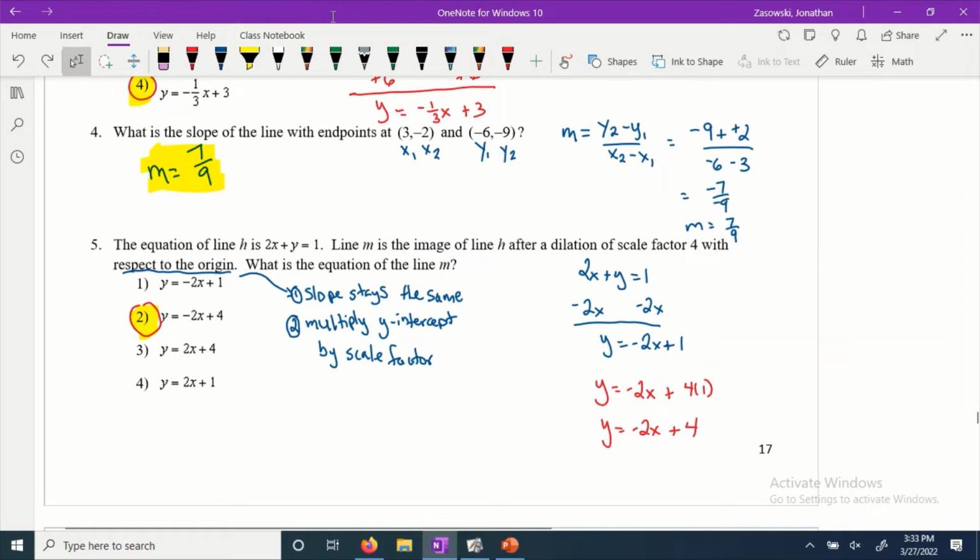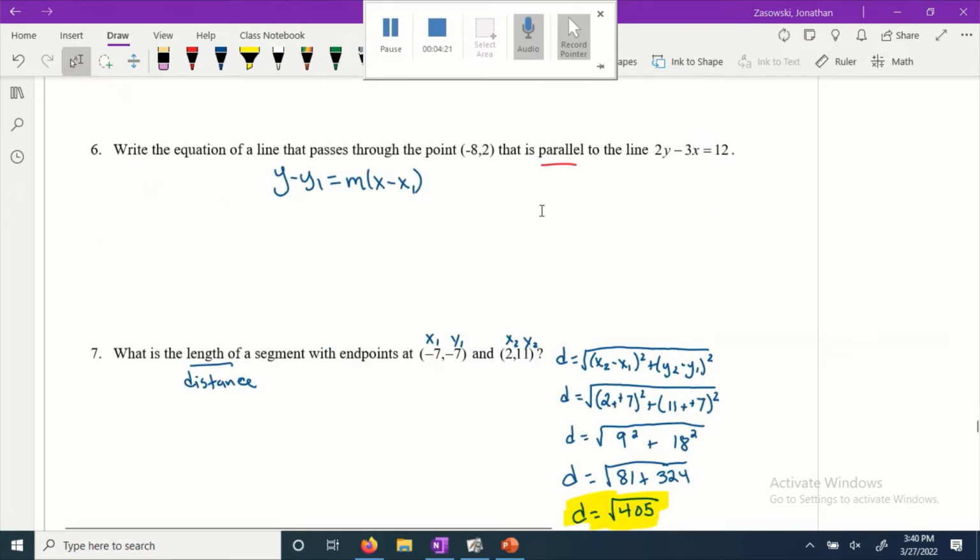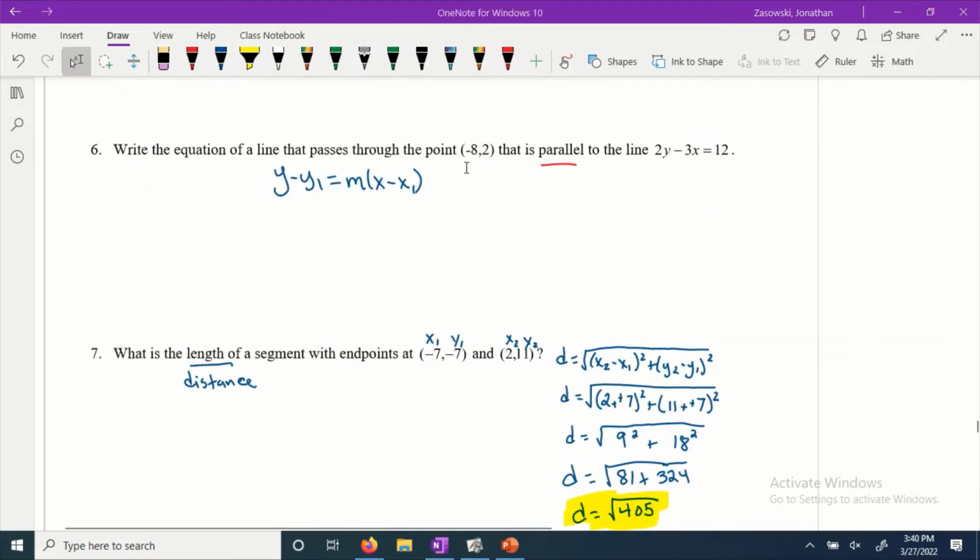All right, let's take a look at number 6. All right, number 6, we want the line that passes through the given point and is parallel to our given line. Remember, same slope, and we're plugging this point into our point slope form. So solve for y first. We're going to add 3x to both sides here. And then afterwards, we're going to divide by the 2 in front.